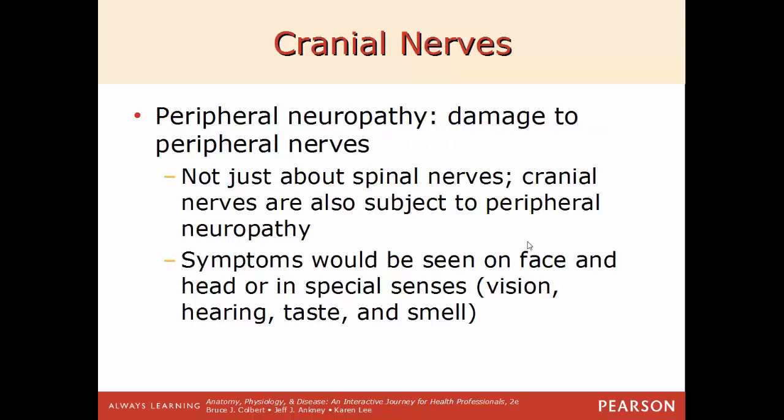But it's not just about the spinal nerves. You can have cranial nerves that are also subject to peripheral neuropathy. Now, symptoms will be seen on the face and in the head, or in your special senses: sense of vision, sense of hearing, taste, and smell.